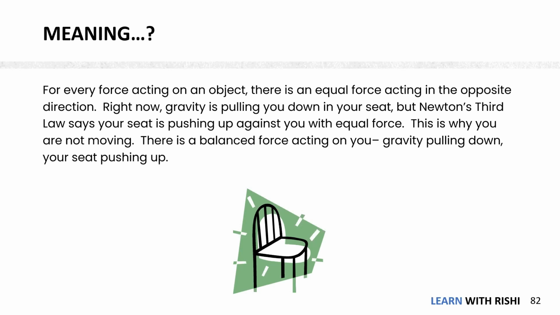Right now, I am sitting on a chair. So gravity is pulling me down in my seat. But Newton's third law says that the chair is also pushing me up with an equal force. So that is why I am not moving. I am sitting on the chair. So there is a balanced force. Gravity is pulling me down and the chair is pushing me up. These forces are nothing but balanced forces. They are equal forces acting oppositely.